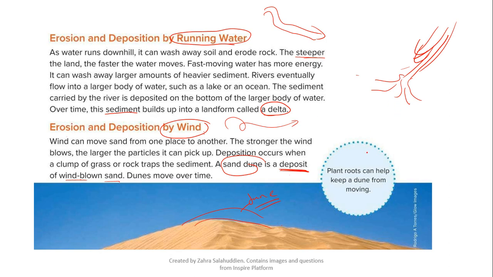One important thing to remember: how can I keep the dune from moving? How can I prevent erosion? Well, I can plant a tree because its roots are like little fingers that will hold the sand in place. So if I plant trees, the roots can hold sand and keep it from moving around. Remember, we learned the word vegetation.